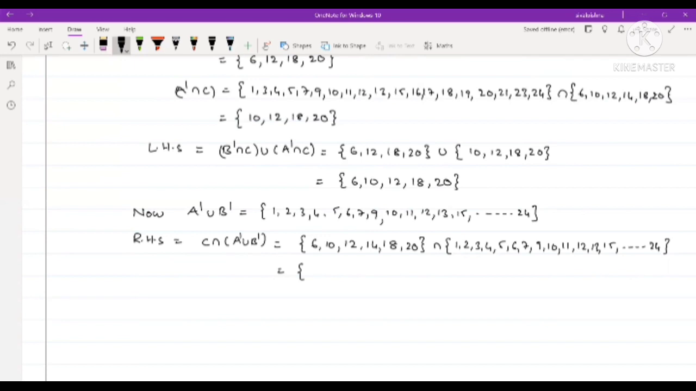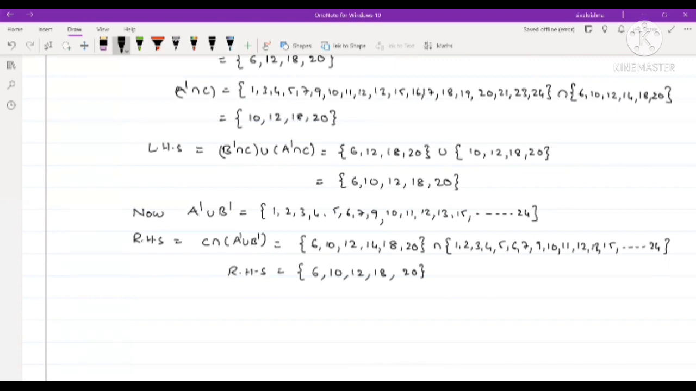We are having 6 in common, so we write 6, and also 10 in common, so we write 10, and after that we are having 12 in common, so we write 12. We are not having 14 in common, we are having 18 in common, so we write 18, and we are also having 20 in common, so we write 20. So this is the set C intersection of A dash union B dash, and this is the value of RHS.